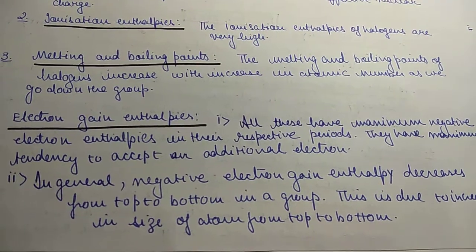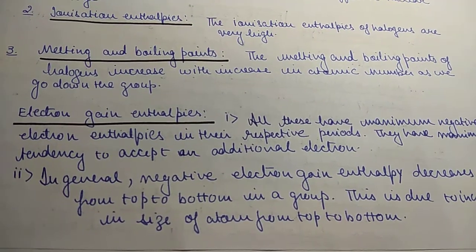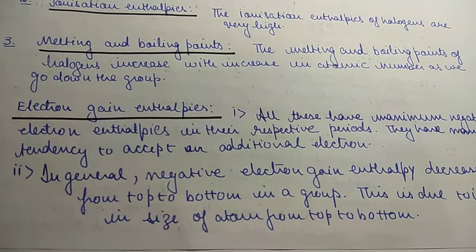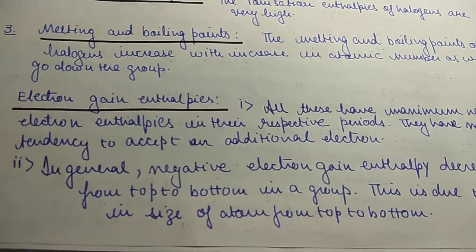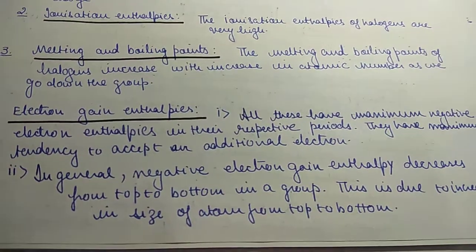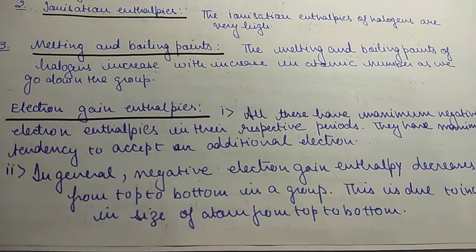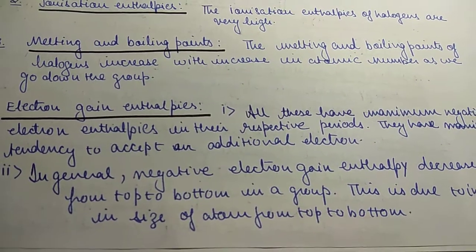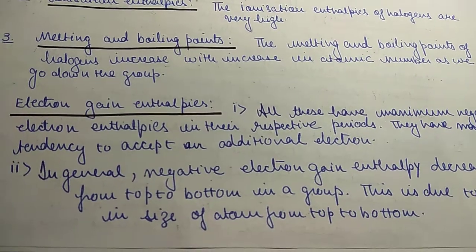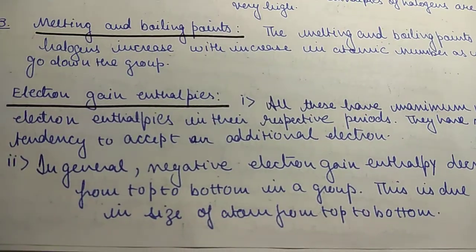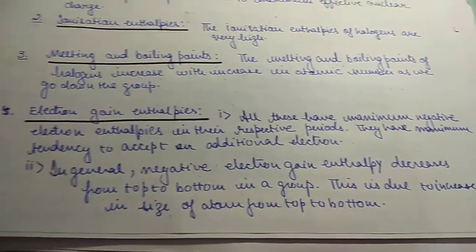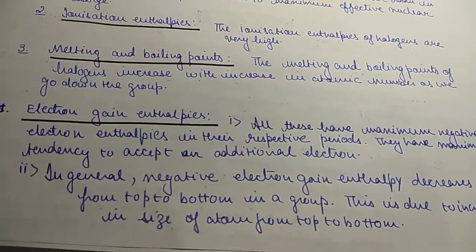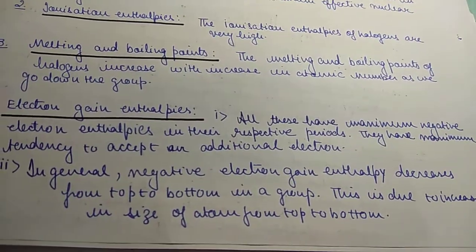They have maximum tendency to accept an additional electron. Their electron affinity is very high. Negative electron enthalpy means electron affinity. So all these halogens have very high electron affinities, which means they have maximum tendency to accept an additional electron.